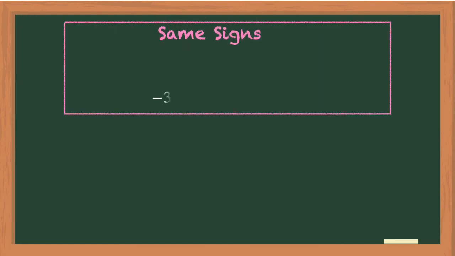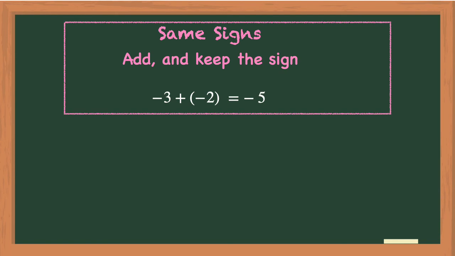Let's practice these rules. Here we have the expression negative 3 plus negative 2. Since both of the integers have the same sign, all we need to do is add them together and keep the negative sign. So 3 plus 2 is 5, and since both of the integers are negative, our answer is negative 5. Now let's use the counters to check our answer.